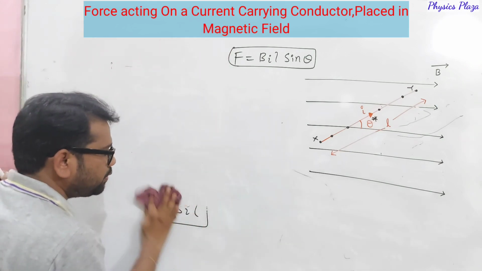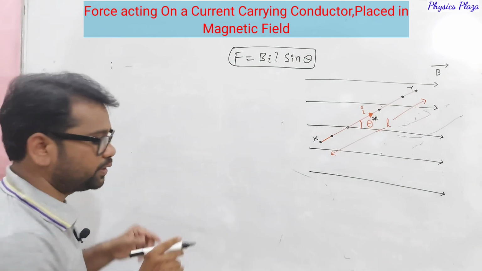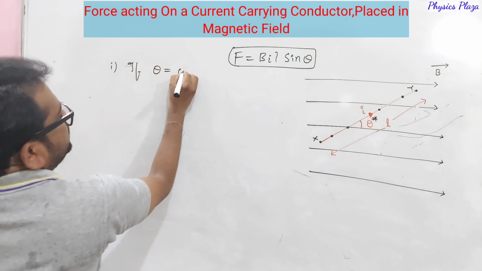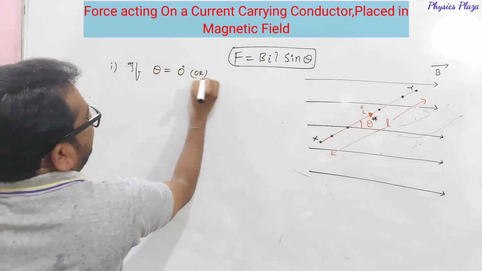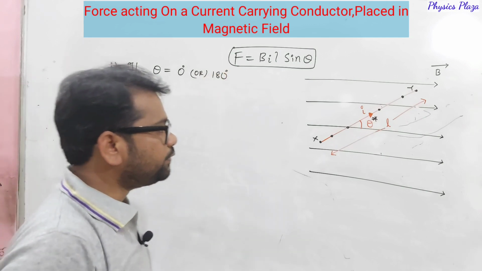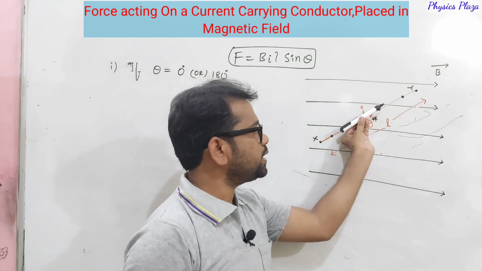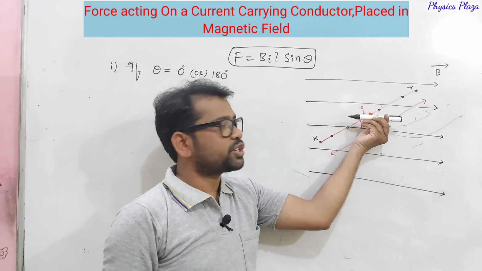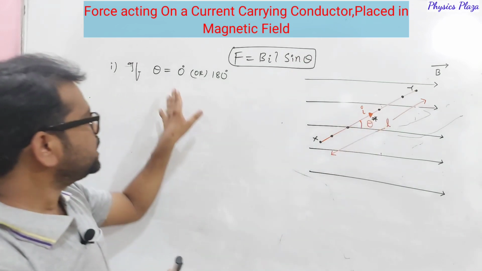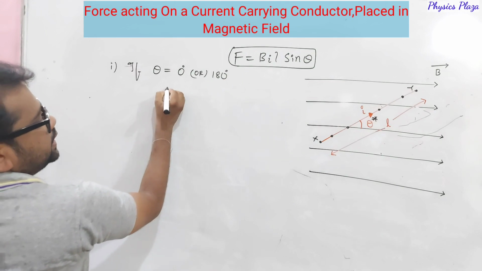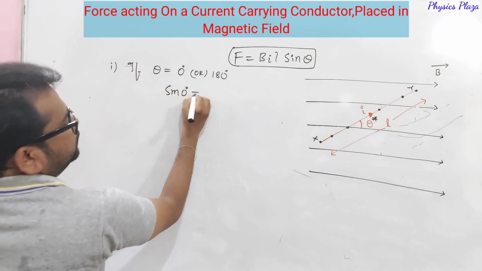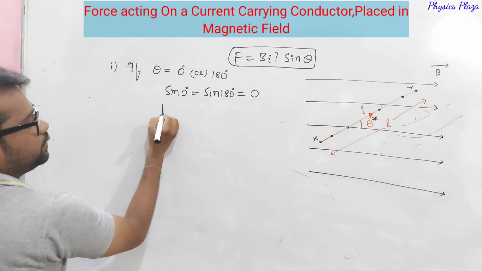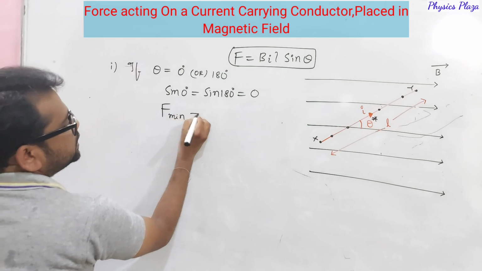When this force is going to be minimum, and when it is going to be maximum, is very important. So let us take here: if theta is equal to 0 degrees or 180 degrees, which means what here, children? If this conductor is placed exactly in the direction of the magnetic field or opposite to the magnetic field, in those two cases the angle will be 0 and 180 degrees. Then what will happen? Sine 0 degrees or sine 180 degrees is equal to 0 only. Then the force will be minimum, that is 0.